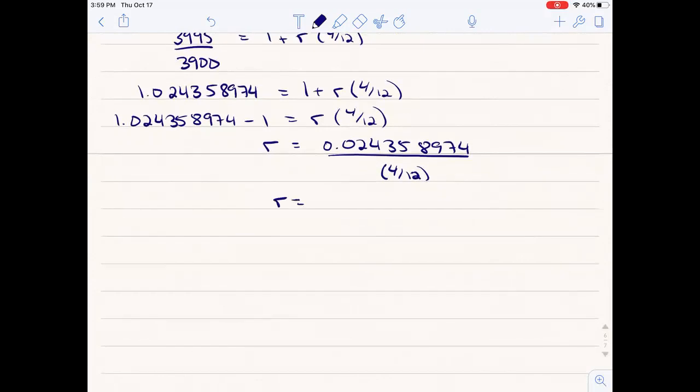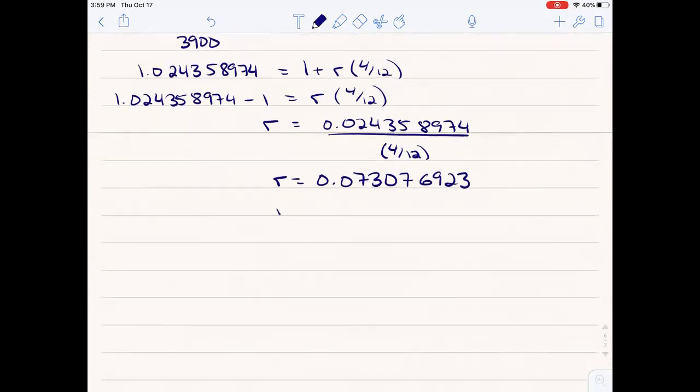So we find that R is 0.073076923. Right. So R is 7.31%-ish.